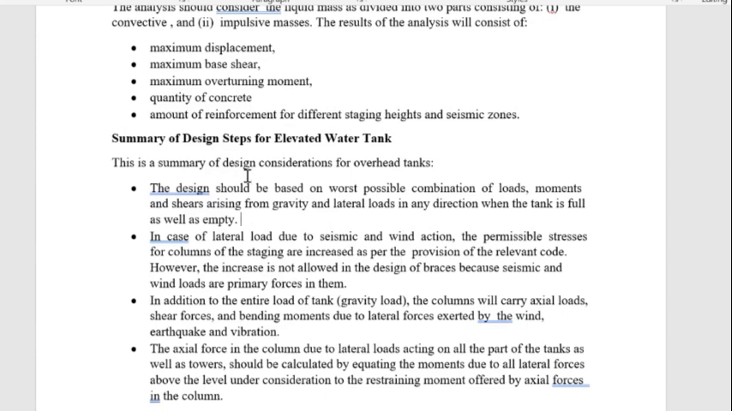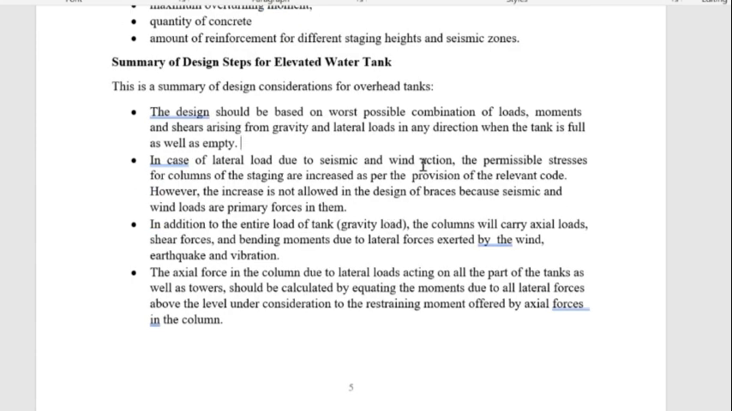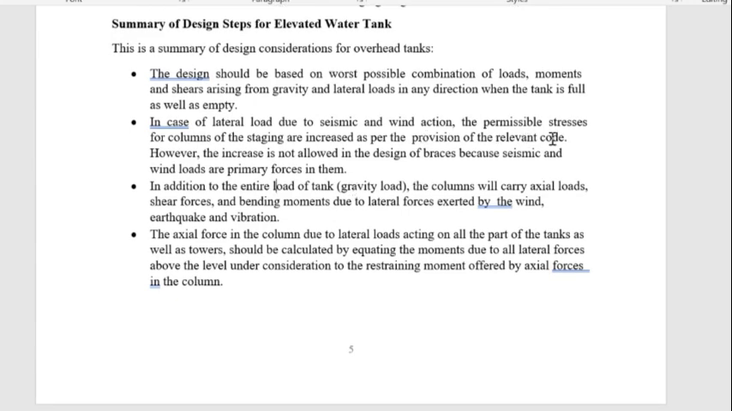So in summary, the design steps for elevated water tanks are: first, the design should be based on the worst possible combination of loads, moments, and shears arising from gravity and lateral loads in any direction. And you must consider when the tank is both full and also when it is empty. In case of lateral loads due to seismic and wind action, the permissible stresses for columns of the staging are increased as per provisions of the relevant code. So refer to the relevant code that you are using for design to check what are the increments or factors that you need to add to your permissible stresses.